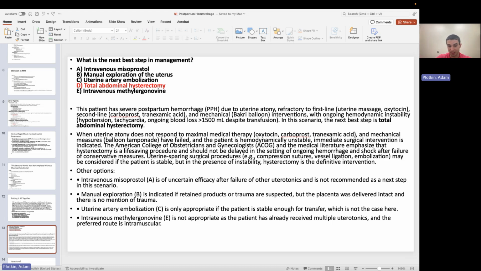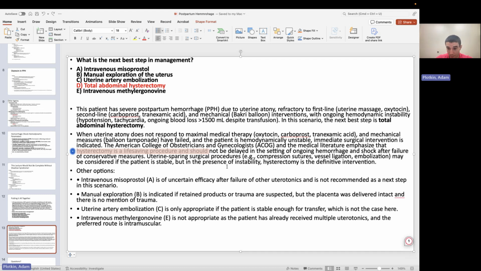So I told you at that point, we need to now consider like the final step, right? Total abdominal hysterectomy. So taking out the uterus in this case is actually probably going to be our best bet. That's going to stop the bleeding for sure, right? We're going right to the source. So the ACOG, the American College of OBGYN, emphasized that hysterectomy is a life-saving procedure and should not be delayed in the setting of ongoing hemorrhage and shock after failure of conservative measures.